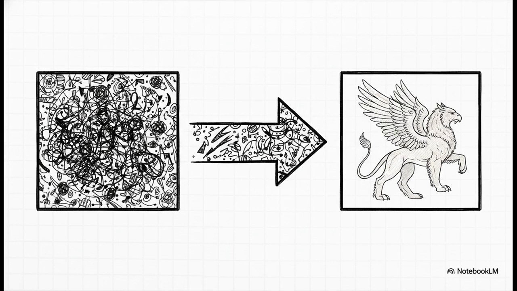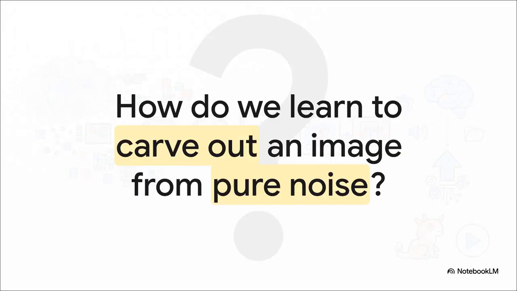We're not talking about just tweaking a photo or slapping on a filter. We're talking about starting with a canvas of complete, utter, chaotic randomness and ending up with something breathtaking, coherent, and often really beautiful. So that's the big question, right? How on earth is that possible?